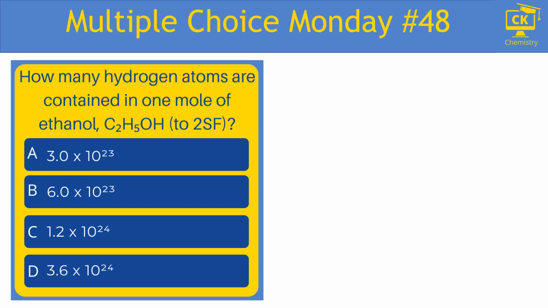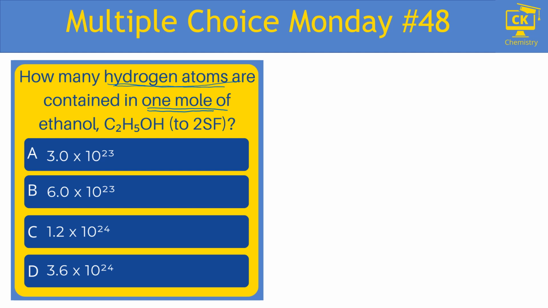This week's Multiple Choice Monday is about chemical calculations, moles and Avogadro's constant, and it should be a fairly quick one to go through. So, the key bit of this question is that we have been told that we have 1 mole of a substance, ethanol, and we're asked how many hydrogen atoms.